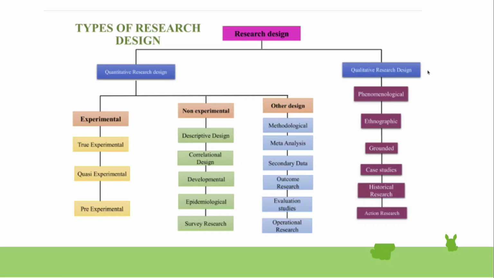Coming to the qualitative research design, you know the difference between quantitative and qualitative. Qualitative research designs include phenomenological studies, ethnographic studies, grounded case studies, historical research and action research. These are all designs that come under qualitative research design. Let's start with the first one, that is quantitative research design. In that, the first one is experimental research design. In this video we will see the three types of experimental research design: true experimental, quasi-experimental and pre-experimental design.